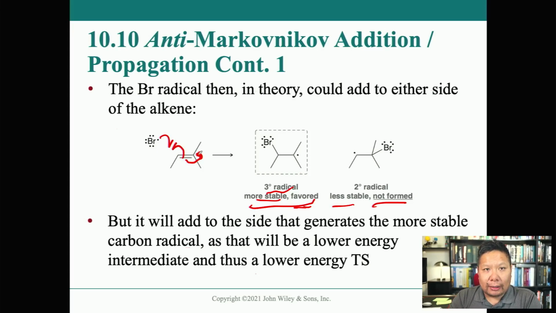So, let me just read this for you, just so I can say I did. The bromine radical, in theory, could add on either side of the alkene, but it will add to the side that generates the more stable carbon radical, right? That is the side with the lower energy intermediate, thus the lower energy transition state, right? And so, if it were to add on this side over here, you'd get this secondary radical, which is not as stable as a tertiary radical. And that's why it adds over here. Okay.